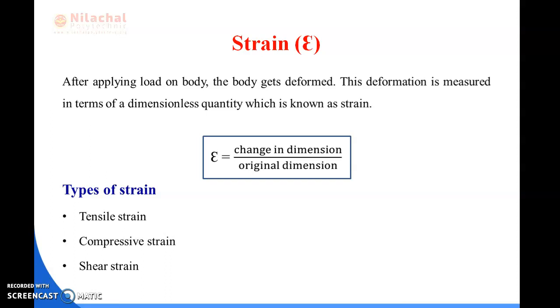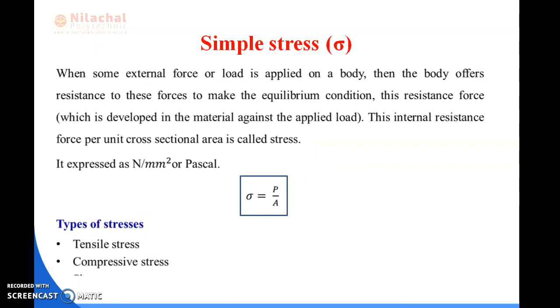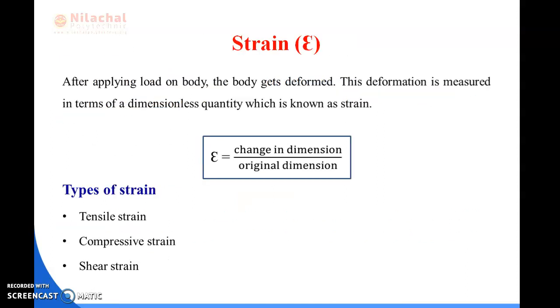Okay, so in the last class we discussed chapter 2, which is stress and strain. We discussed what we mean by stress and the types of stress, that is tensile stress, compressive stress and shear stress. Then we just initiated the strain part. So let's start with the strain.